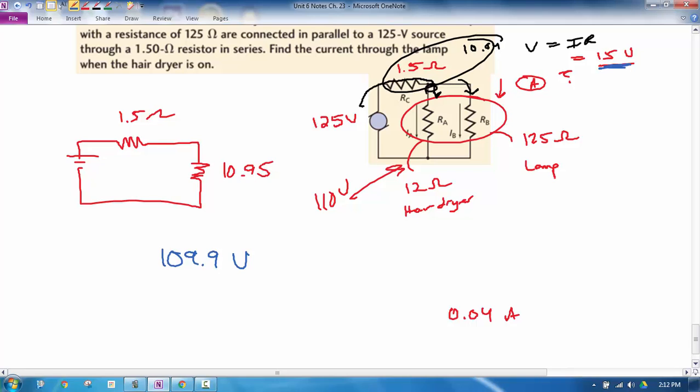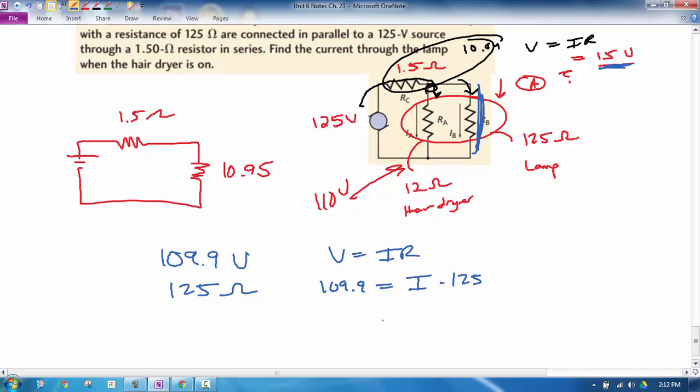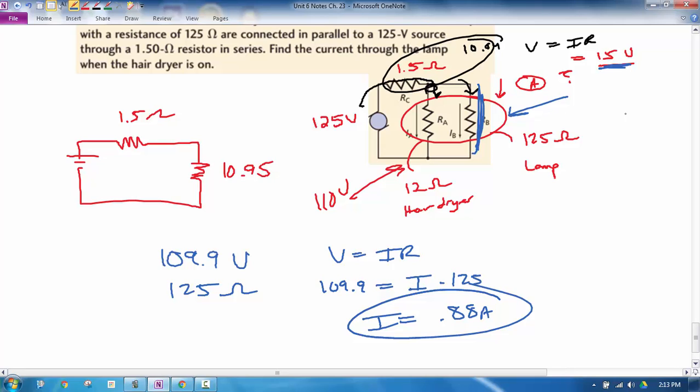And now I know the resistance for that too. The resistance for that same spot is 12, but they want this one. So we want the current through this part. So instead of using the 12, I'll use the 125. Now I know the voltage and the resistance in this branch right here. So I can find the current by using V equals IR for that branch. The voltage is about 109.9, and the resistance is 125, which if I divide, gives me a current of about 0.88 amps through this part right here. All right, let's try some homework problems and see if that helps.